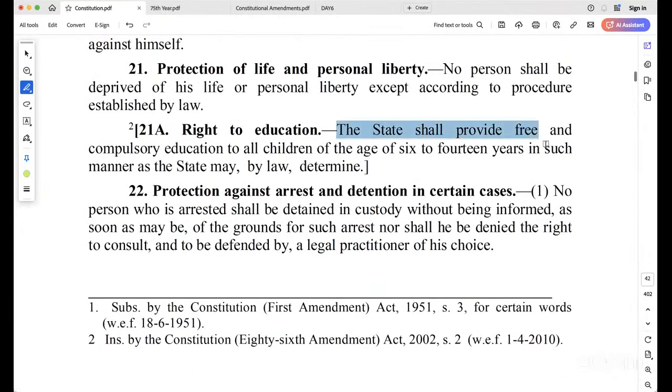The state shall provide free and compulsory education to all children of the age of 6 to 14 years in such manner as the state may by law determine. That is all. Nothing more than this has been given there.